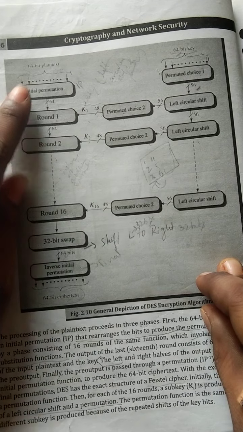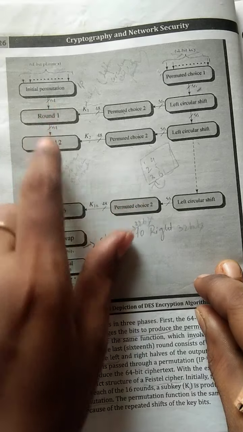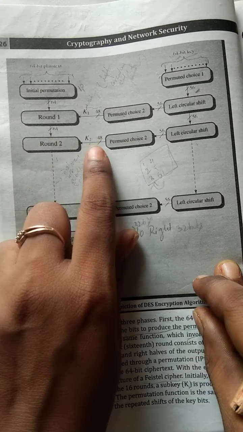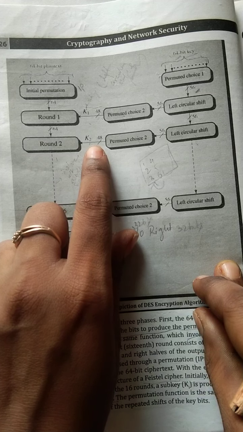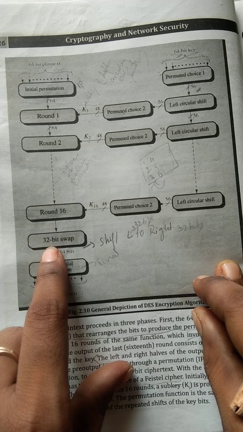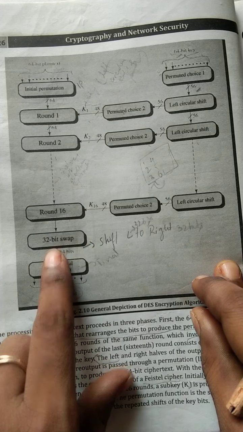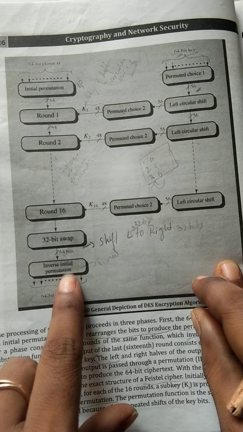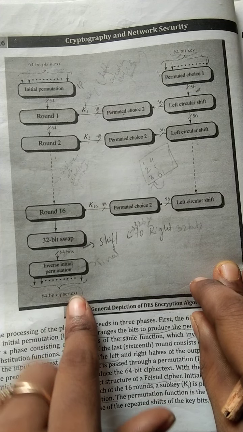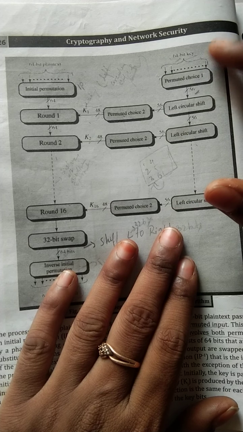First the initial permutation, then the key will be given to round 1. Whatever the answer is, that will be given to round 2. Again another key will be generated, that is again 48-bit. Like this the operation continues. At the end, a 32-bit swap will be done. After swapping, the inverse initial permutation P box will be used. After that you will get the 64-bit cipher text.